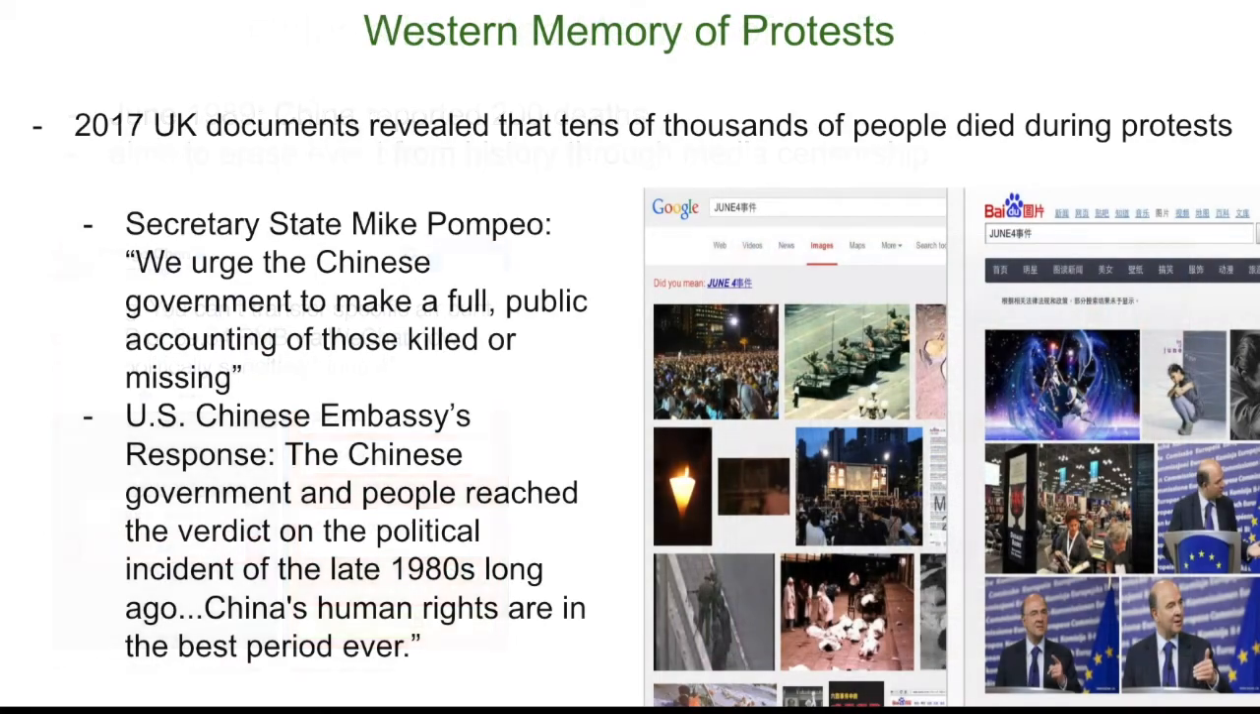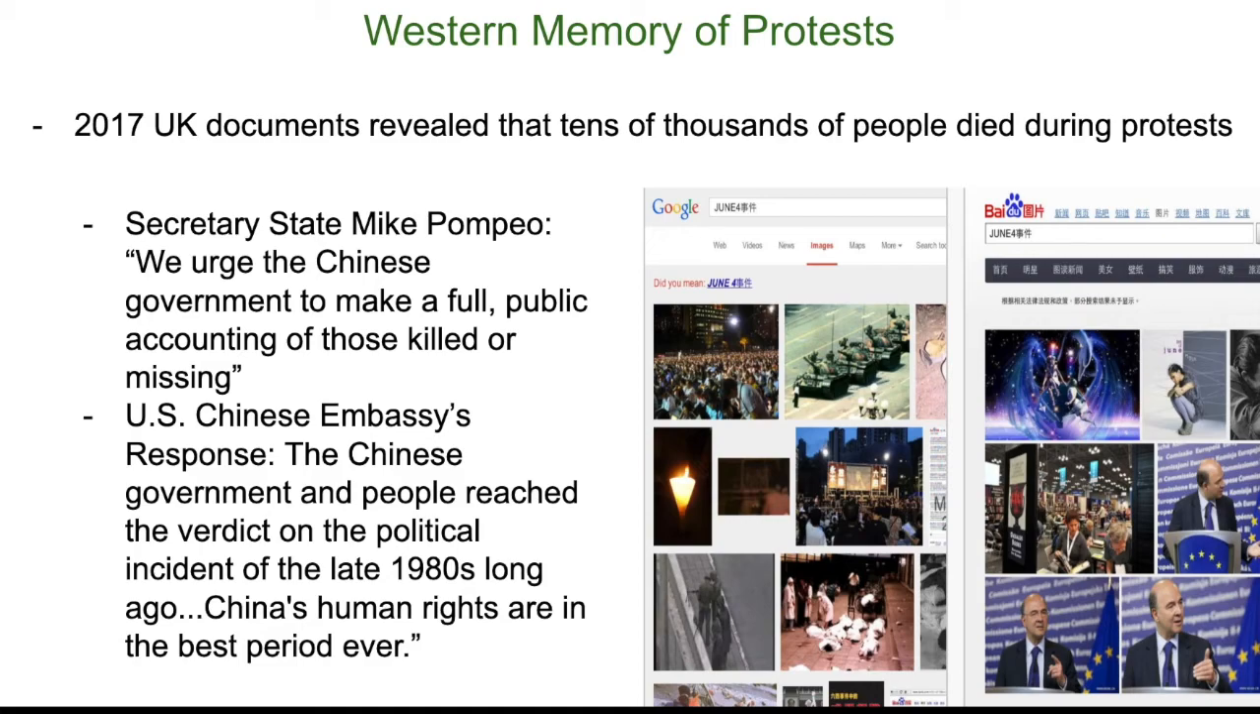If we look at the Western memory or international memory of the protests, we get a completely different story. In 2017, newly released documents from the UK revealed that the British ambassador to China reported that tens of thousands of people had died. And so, to mark the 30th anniversary of the Tiananmen Square protests, Secretary of State Mike Pompeo called on China to end its persecution of human rights activists, in addition to making a full accounting of what happened on June 4th, 1989.